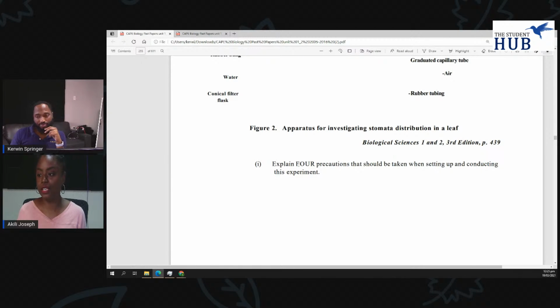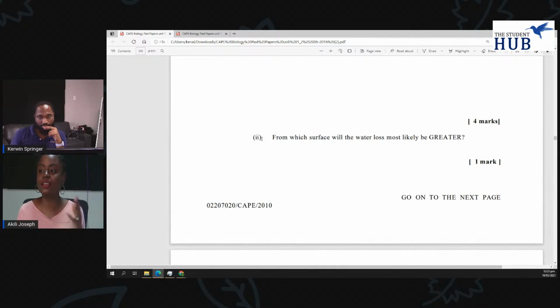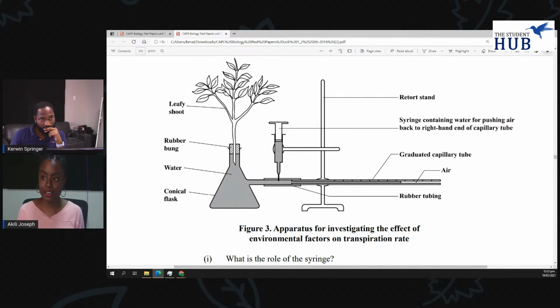Got it. Great, right? So then part 2 of that question says, from which surface will the water loss most likely be greater, right? So again, I'm just bringing us back to the diagram here. And this question should be able to be answered from a theoretical point of view and not necessarily practical, because it's a fact that the lower surface of leaves will always tend to have more stomata than the upper surface, right? And that's because the upper surface has that waxy coat, a protective layer to the top.